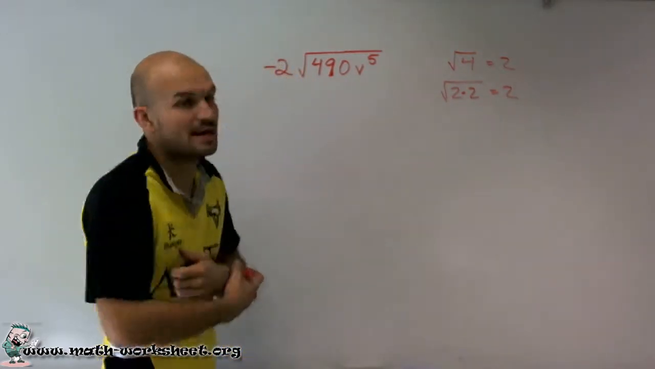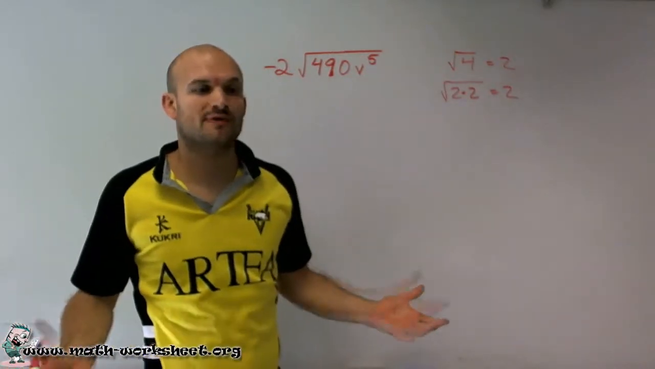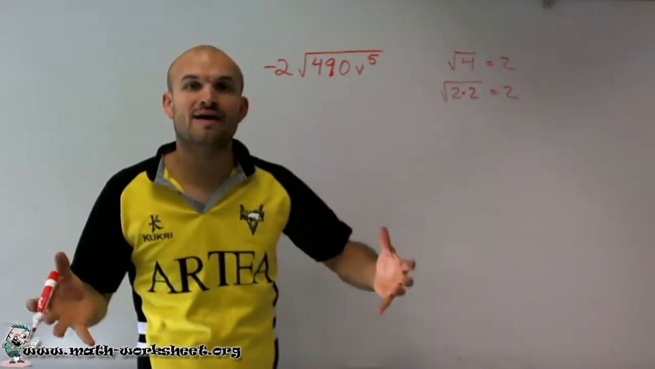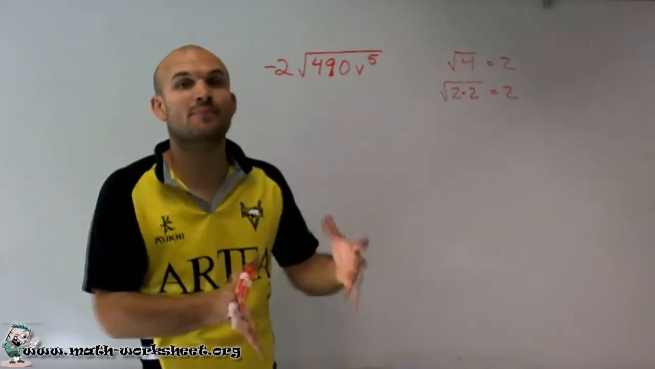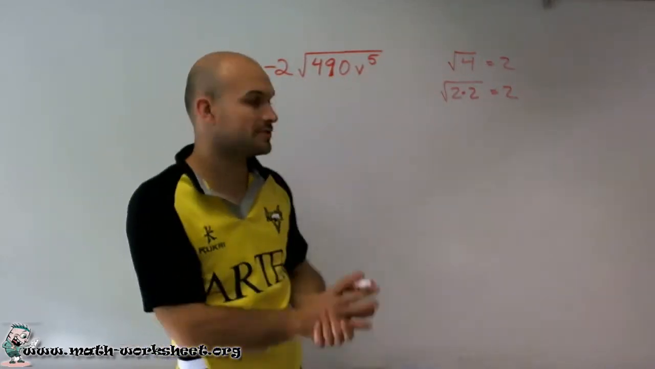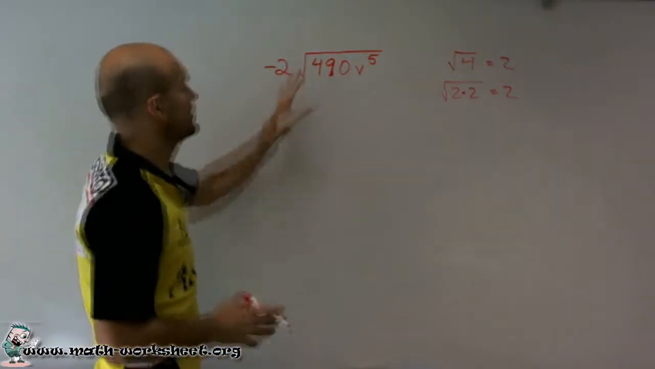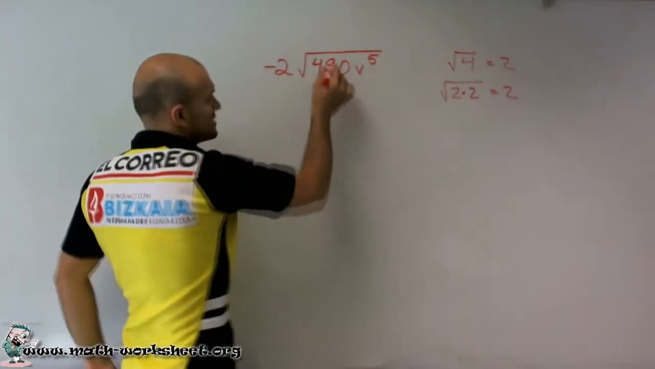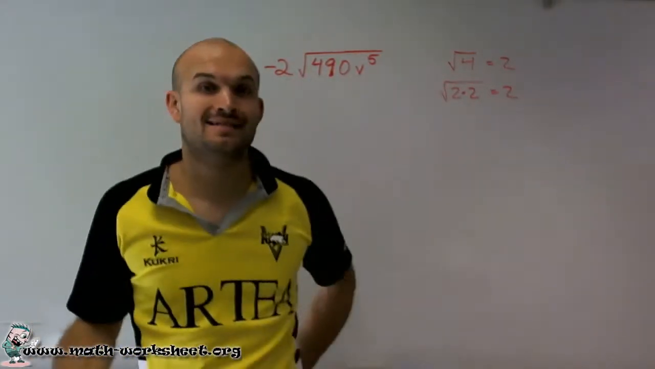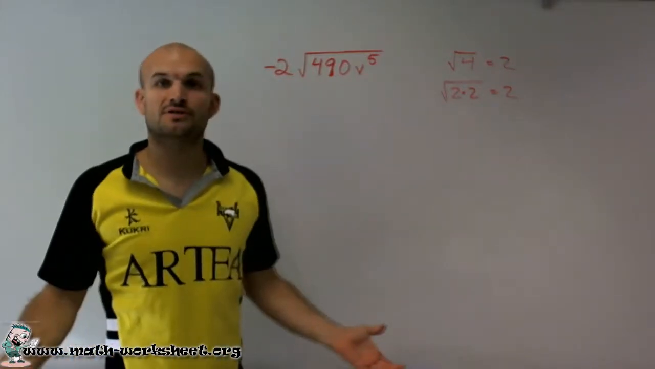So what I'm going to do is factor these under the square root, and anytime that I have a pair of factors, I know I can take that number or that factor out of the square root. So I'm just going to factor this out. So I need to factor 490. I need to determine what number goes into 490.